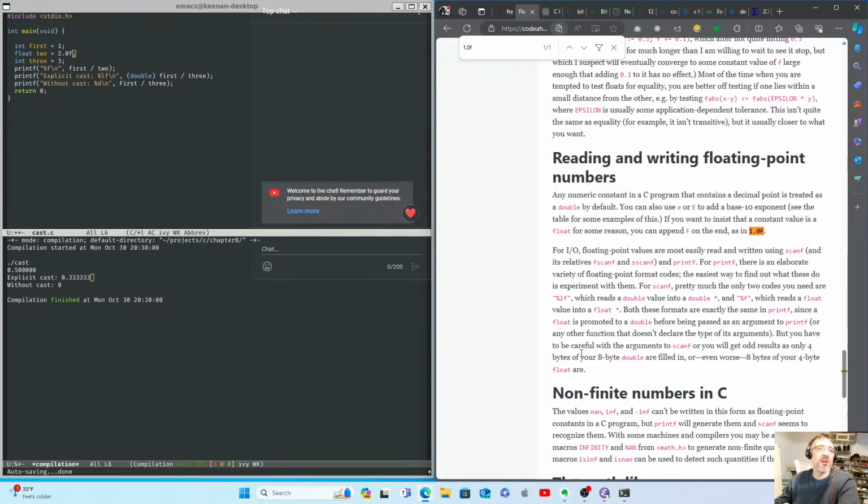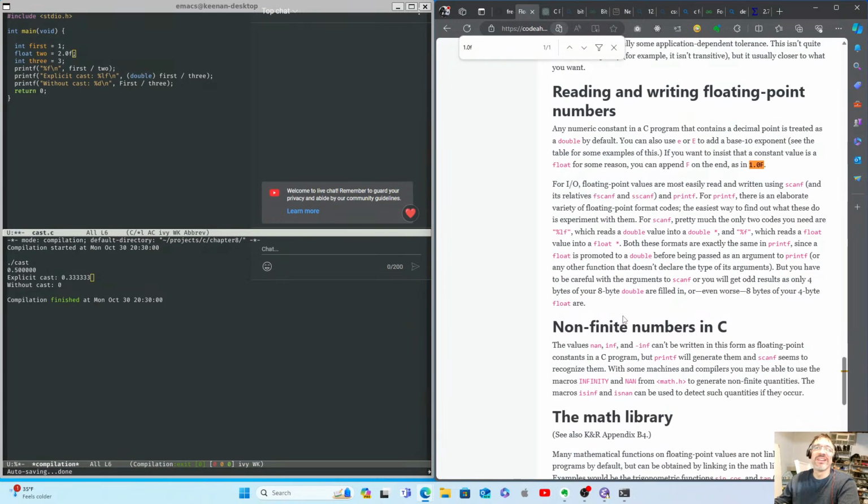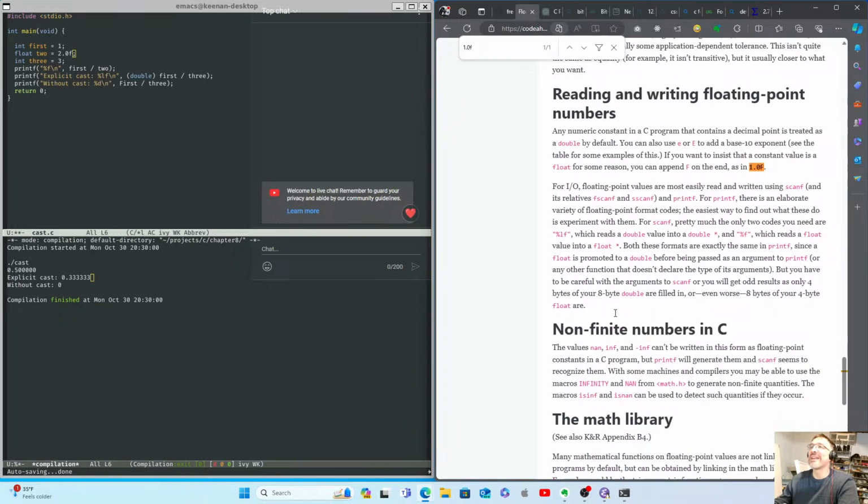But you have to be careful with the arguments to scanf, or you will get odd results, as only 4 bytes of your 8-byte double are filled in, or even worse, 8 bytes of your 4-byte float are. Right, so then you have some truncation in that case.